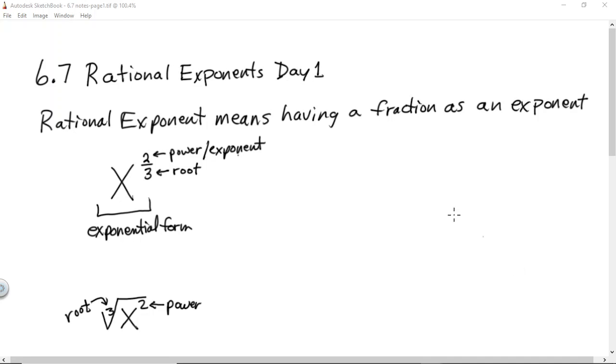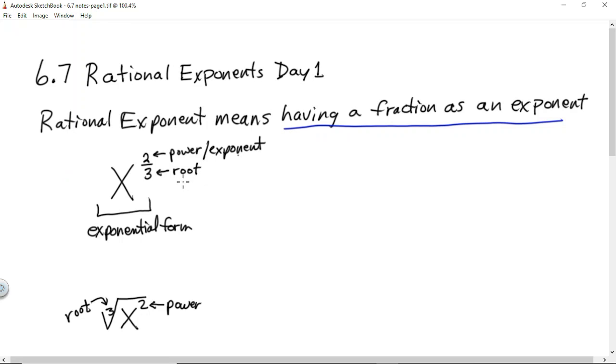Okay, so here's really the definition of what a rational exponent is. The rational exponent means having a fraction as an exponent. Okay? That's what we mean by rational exponent. So here it is. And we have this fraction here as our exponent.